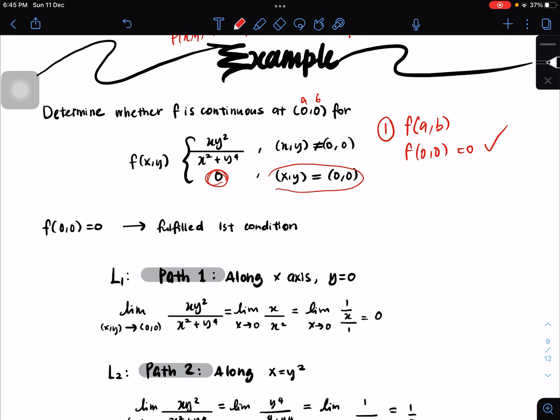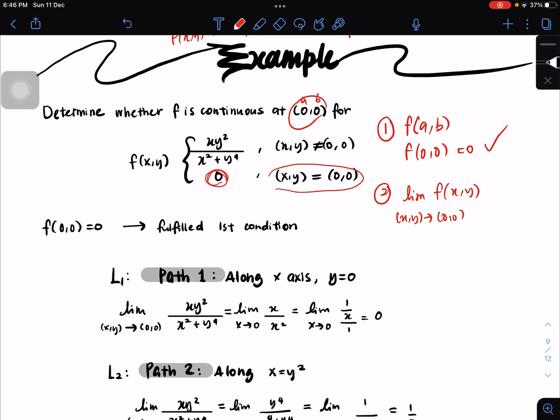Now you need to check for the second condition. For the second condition, you need to check whether the limit of the function f(x, y) when your x and y approach (0, 0) exists. To check it exists, you need to choose at least 2 paths. You know there are many paths, I told you earlier. The direction can come from the left, from the right, from the front, from the back. So there are many choices, but we choose at least 2.